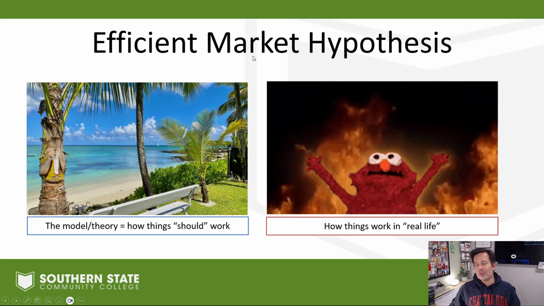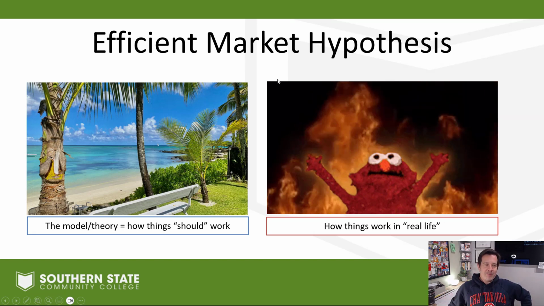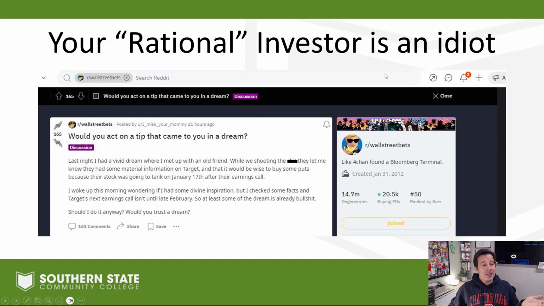I'll give you a few examples of why, or I should say criticisms of the efficient market theory. First of all, it depends on rational investors, right? Your rational investor is an idiot. If you've ever been on Reddit, on the subreddit Wall Street Bets, and read for even 5 minutes, you'll see a lot of investors out there are just pretty crazy.